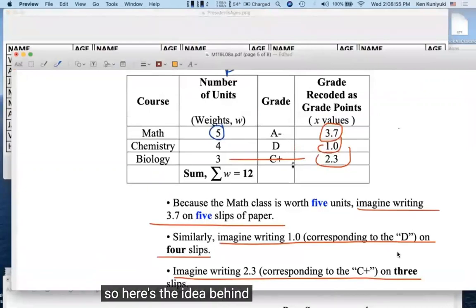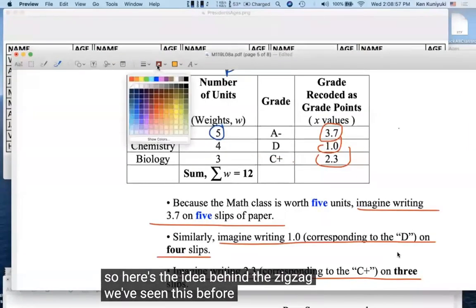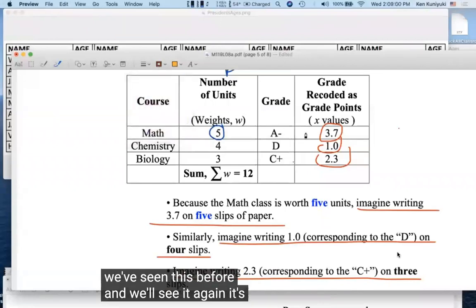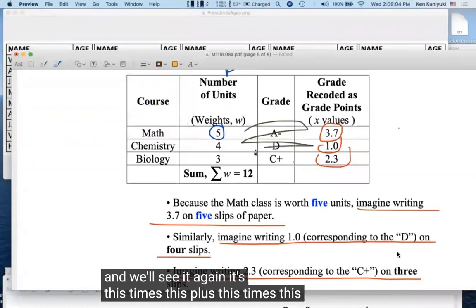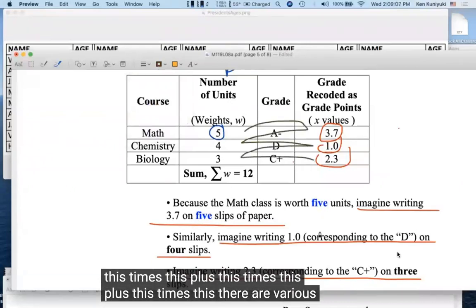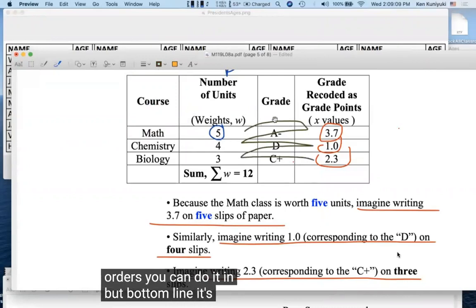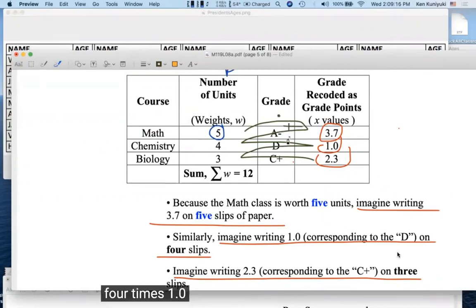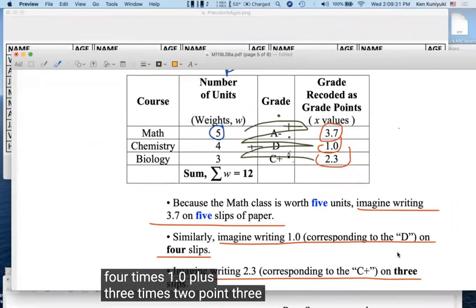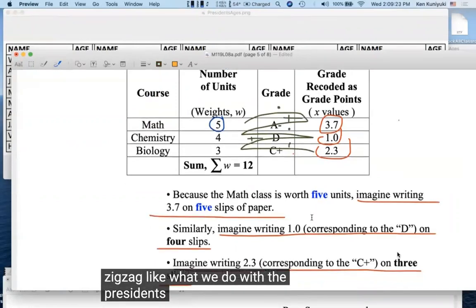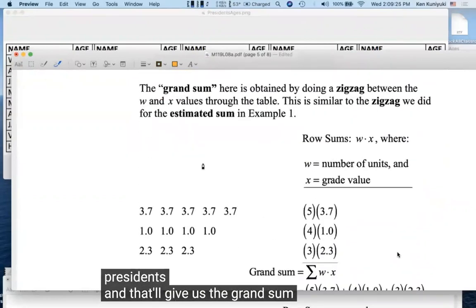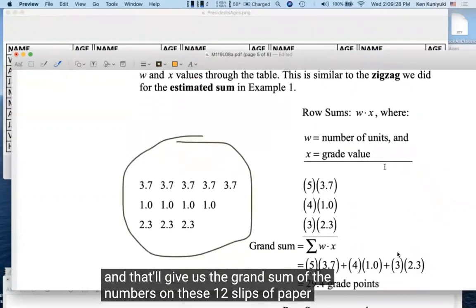So here's the idea behind the zigzag. We've seen this before, and we'll see it again. It's this times this, plus this times this, plus this times this. There are various orders you can do it in, but bottom line, it's 5 times 3.7 plus 4 times 1.0 plus 3 times 2.3. It's the zigzag, like what we do with the presidents. And that'll give us the grand sum of the numbers on these 12 slips of paper.